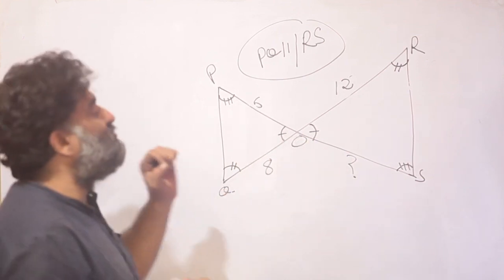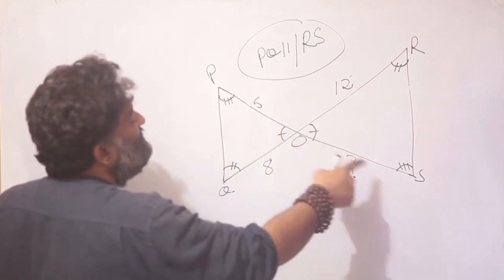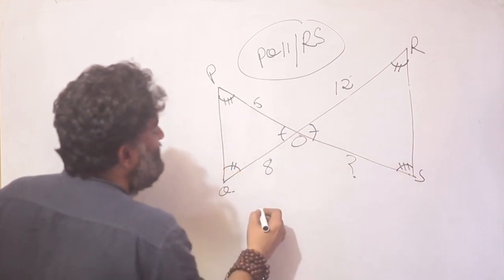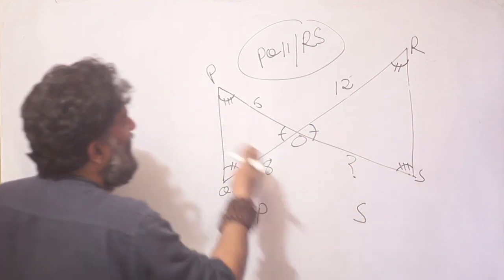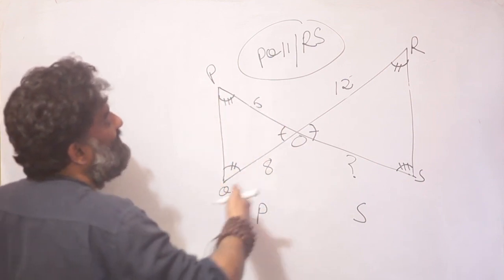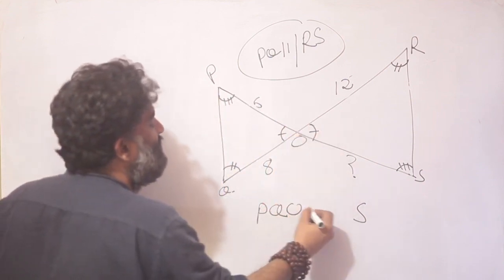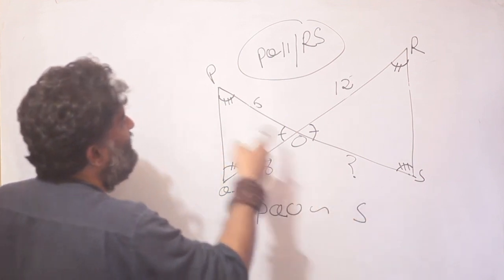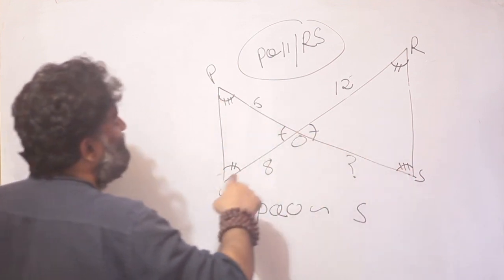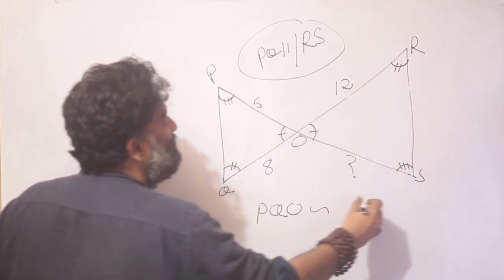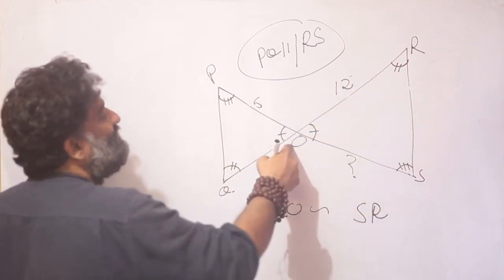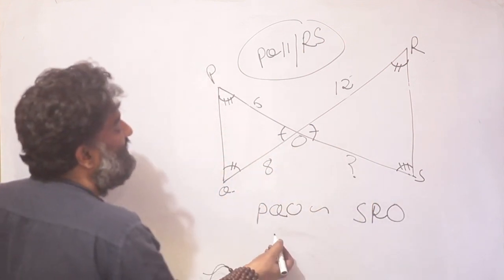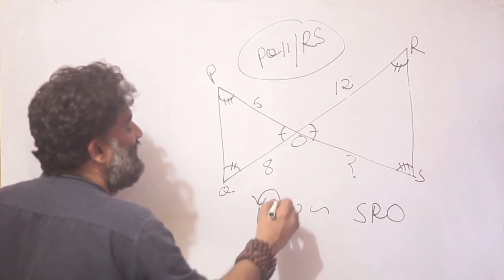A point that I have to pay special attention to is matching the corresponding parts. So I see this angle is equal to this angle, so P corresponds with S, and however you want to write it, I am writing PQO, and I want to write the corresponding parts in order, right? So P corresponds with S, Q corresponds with R, and O corresponds with O. Because once you write it correctly, you can look at the results in a very organized manner.